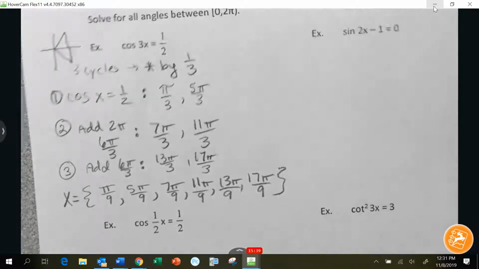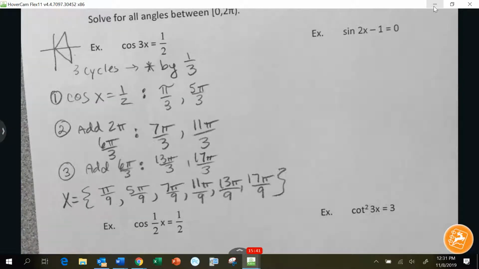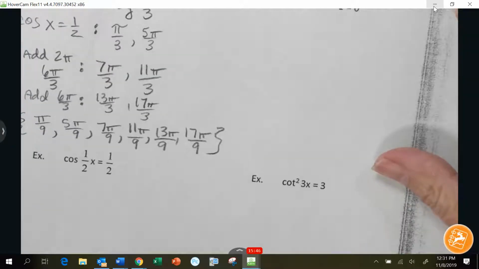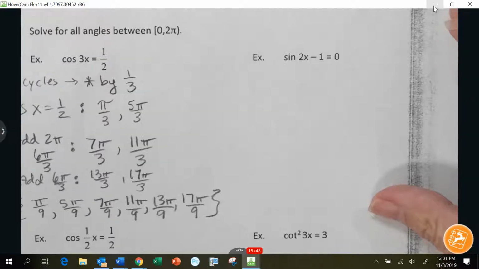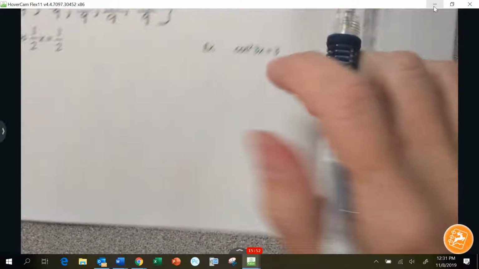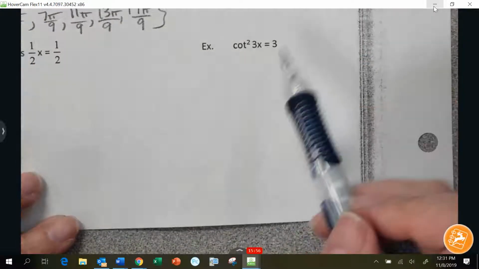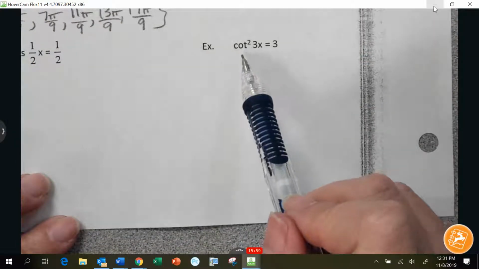You can double check yourself on Desmos. We're not doing that right now. Really, I just want to make sure that you understand this. I'm just going to do it with this one right here. I know it's a little late, but you guys aren't talking to me.